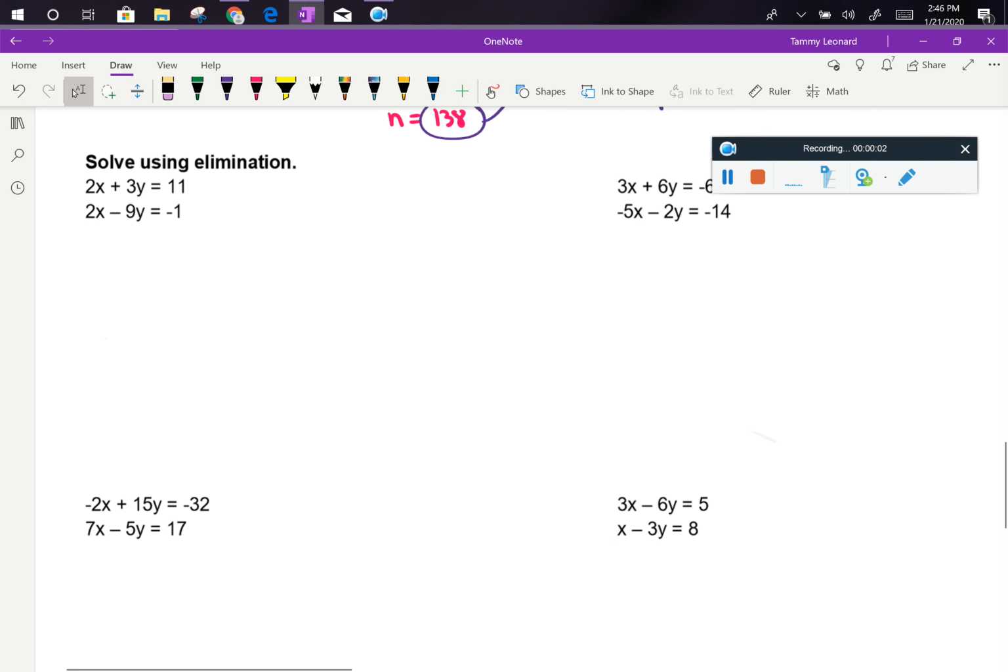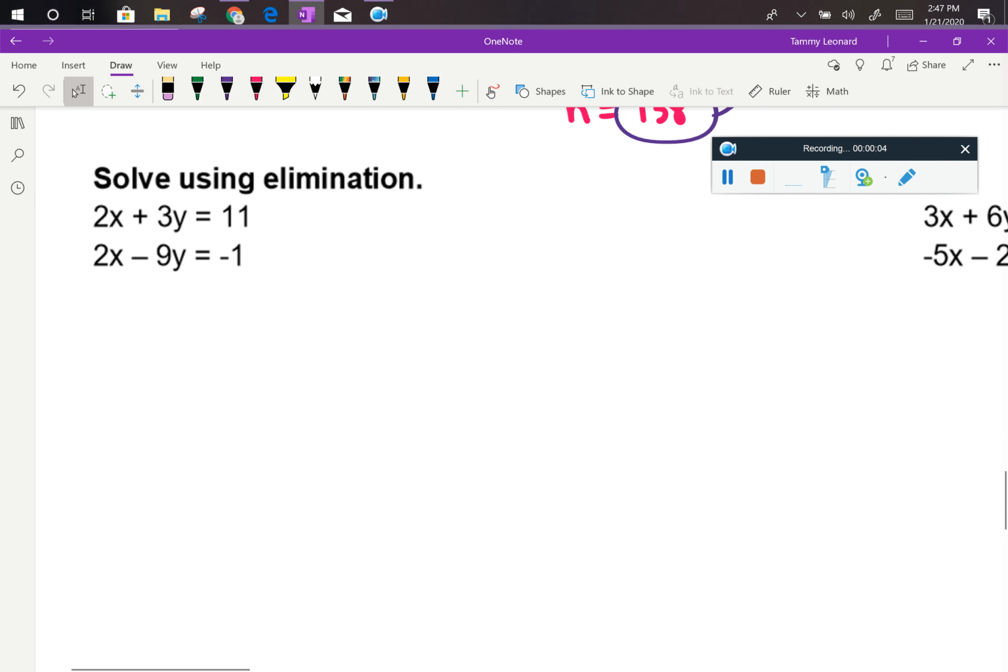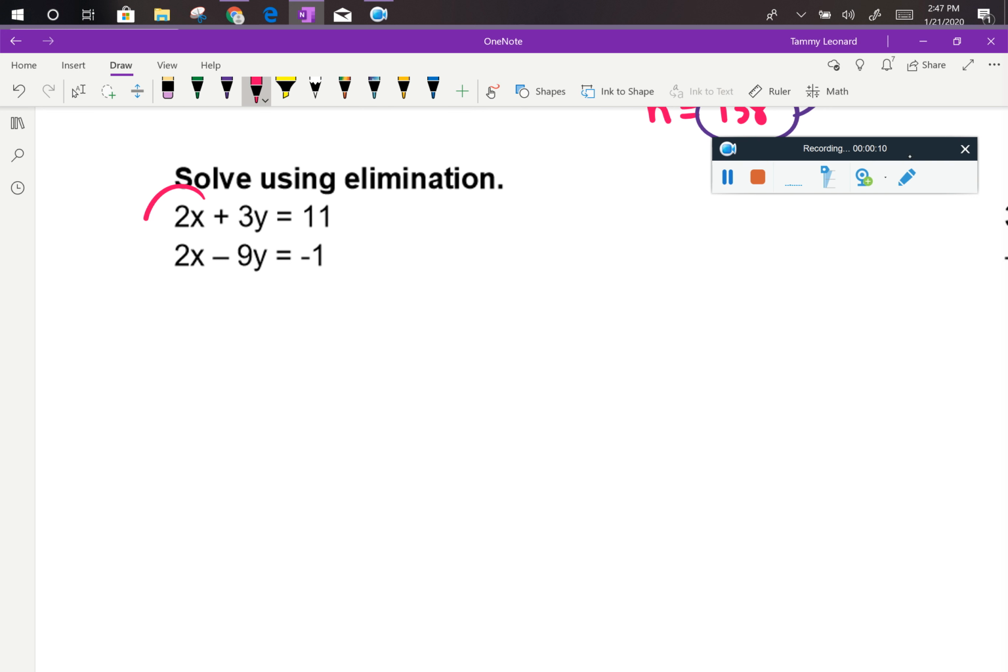Let's take a look at this section of practice problems. It says solve using elimination. We almost have an opposite match, kind of in two different ways. If we look at the x's, they match but aren't opposite. If we look at the y's, they have opposite signs but don't match. Changing a sign is much easier than changing a number.